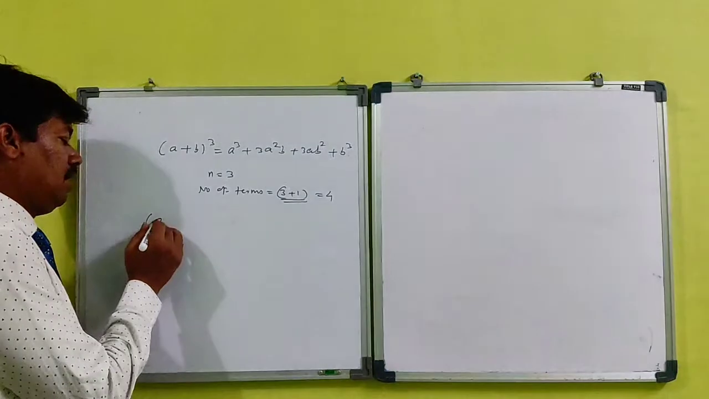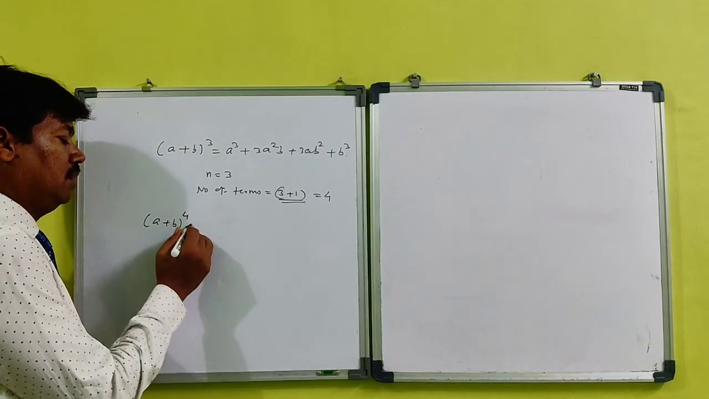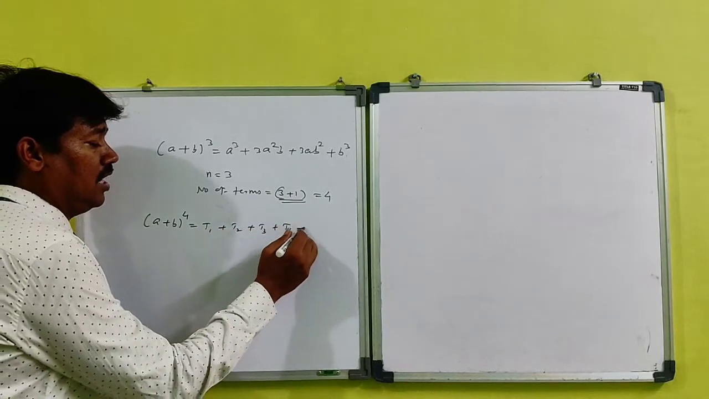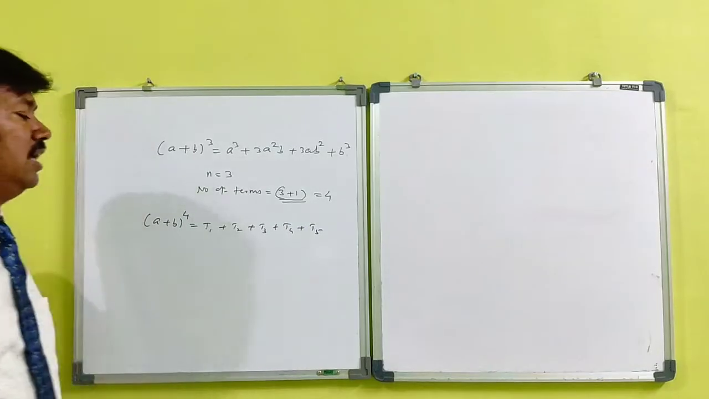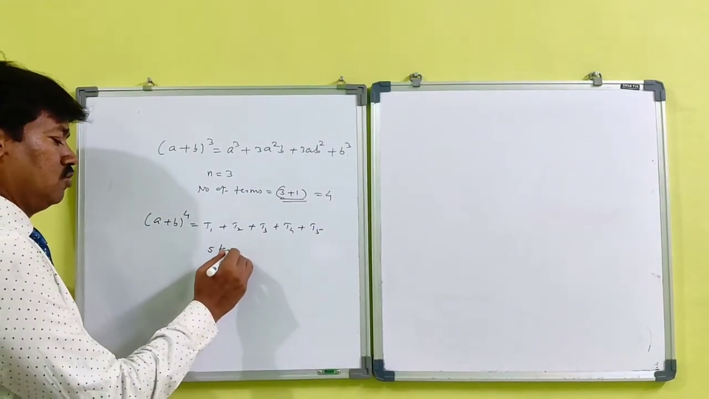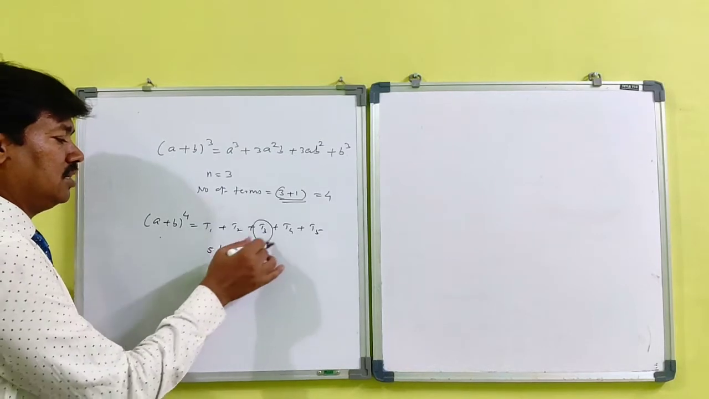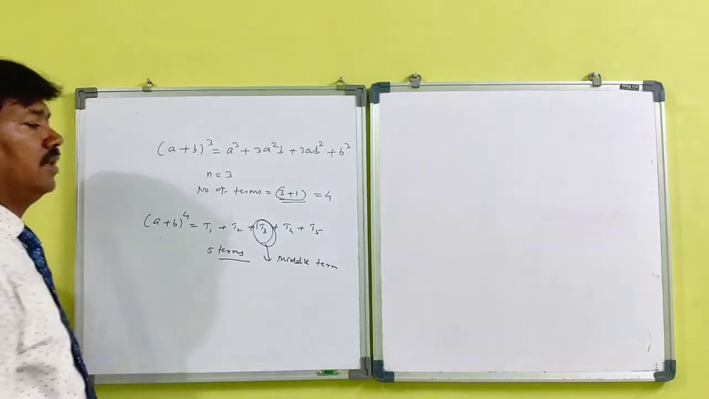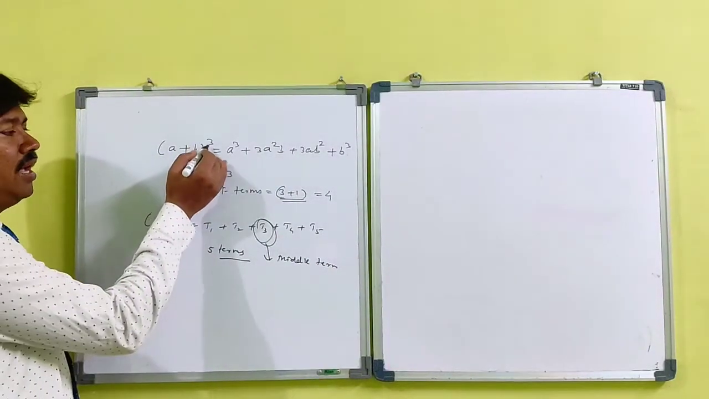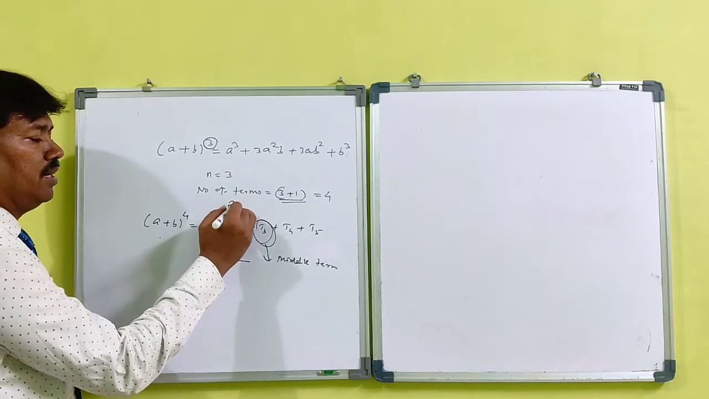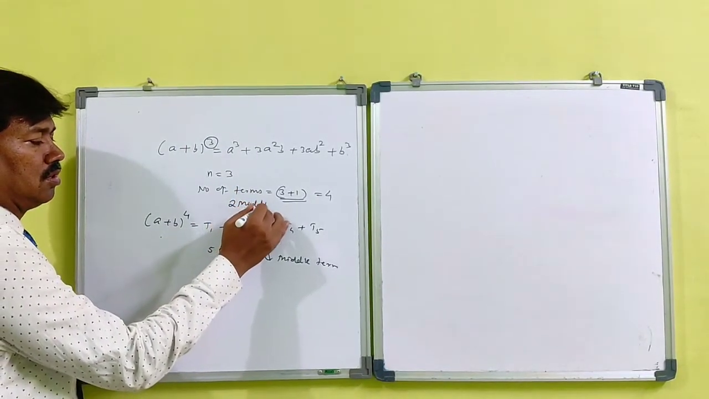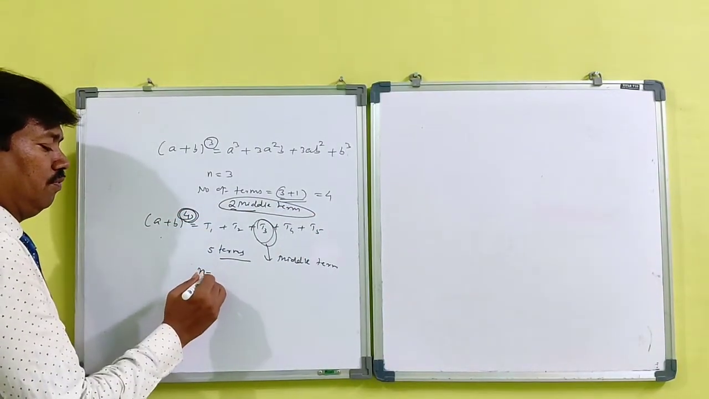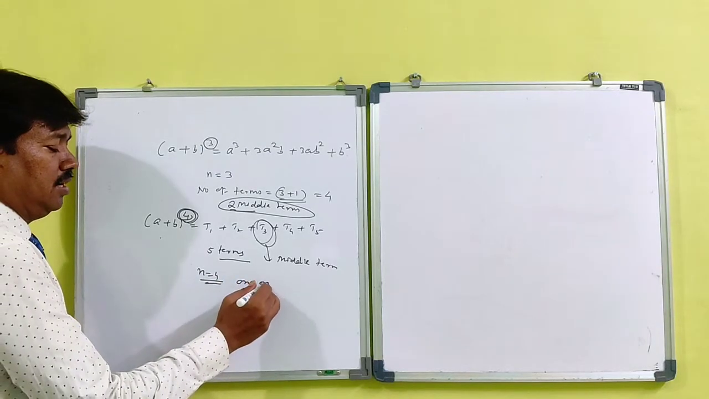Similarly, if you take (a plus b) raised to 4, what happens? Whatever the terms are, T1, T2, T3, T4, and that is T5. So like this, 5 terms will come. With 5 terms, what is the middle term? T3 is the middle term. That means when n is equal to 3, there are 2 middle terms, and when n is equal to 4, there is 1 middle term.